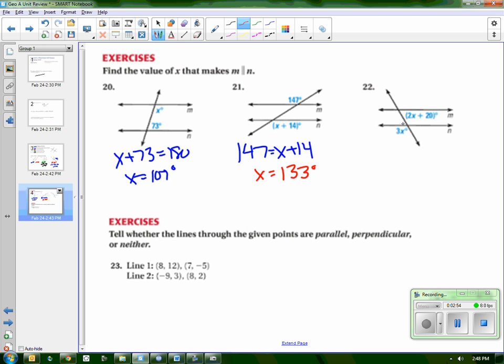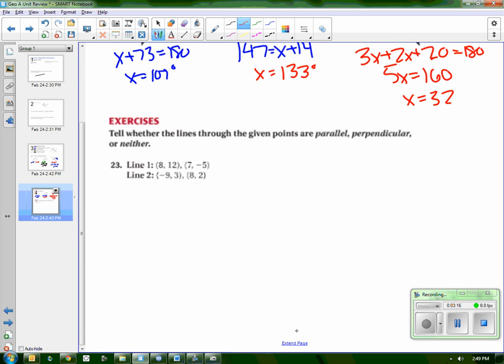Number 22, wait a second, that's 3x. This one's tricky. So these are same side interior angles, so I could do 3x plus 2x plus 20. These consecutive angles are supplementary, so I can now say 5x equals 180 minus 20, which is 160, which means x is going to be 32. Cool?